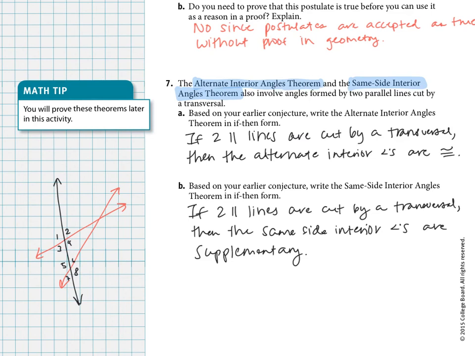I could still have corresponding angles. I could have angle 1 and angle 5 being corresponding, but that does not necessarily mean they're congruent here. I could say an example of same side interior angles could be angles 3 and 5. Those might not necessarily be supplementary. I could also talk about alternate interior angles. I could say angle 5 and angle 4. They're alternate interior angles, but they aren't necessarily congruent.